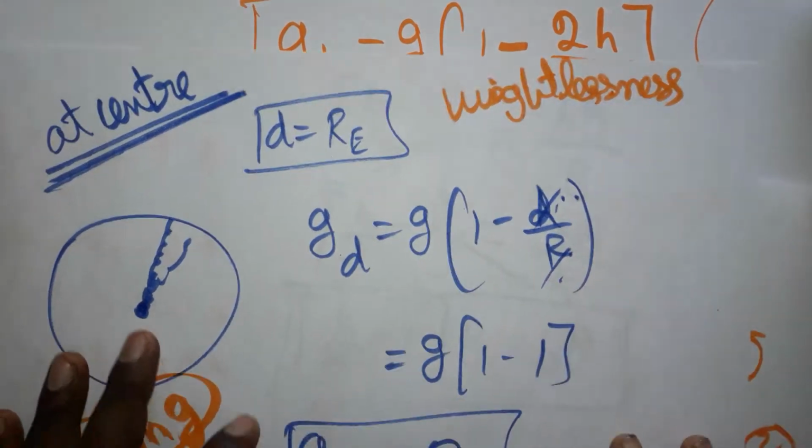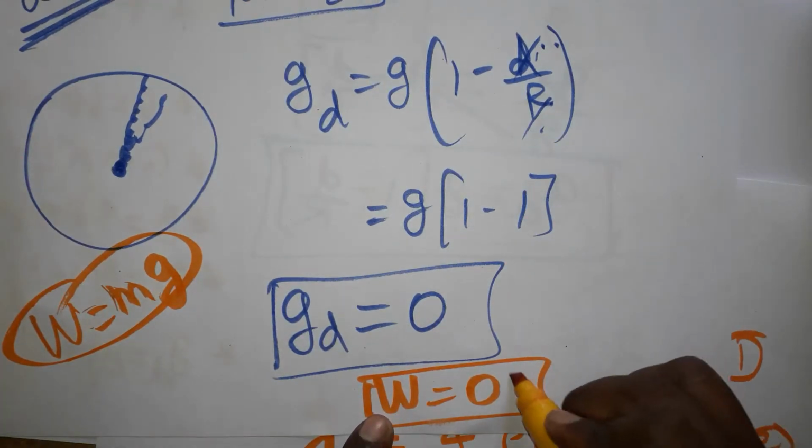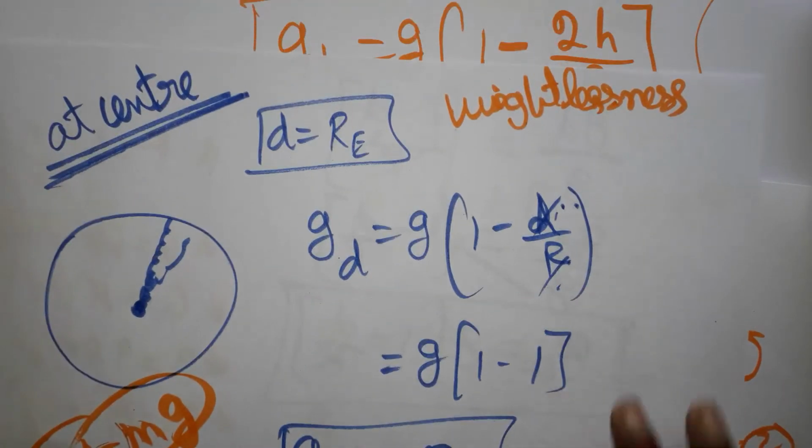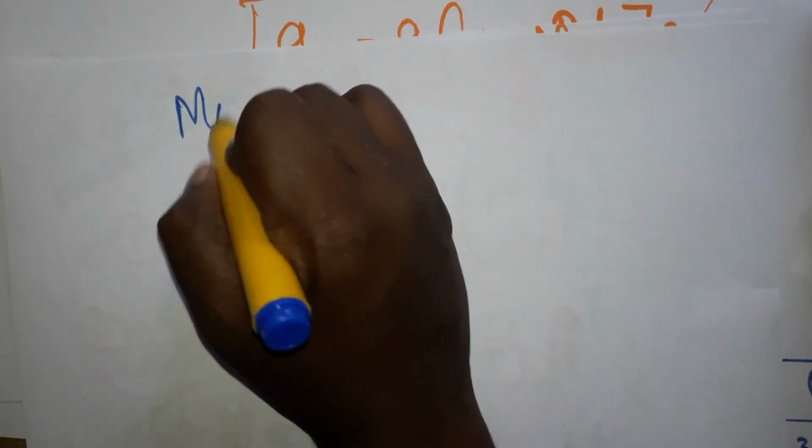So when the gravity is 0, the weight is going to be 0 Newton. That time we can call it weightlessness. The next concepts we are going to learn in upcoming videos are orbital velocity, escape velocity, gravitational potential energy and gravitational potential. These are the remaining topics we are going to discuss. Before that, we will learn the difference between mass and weight.